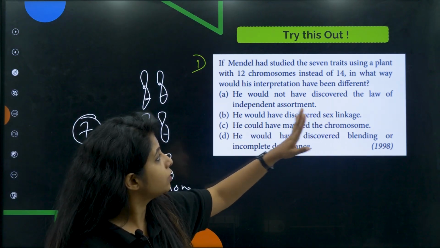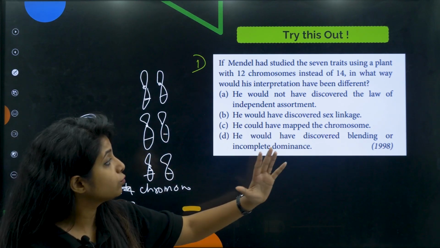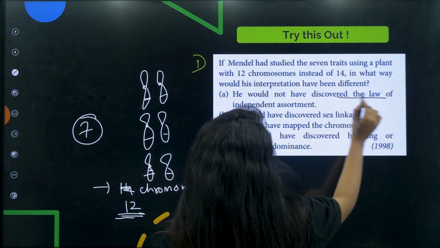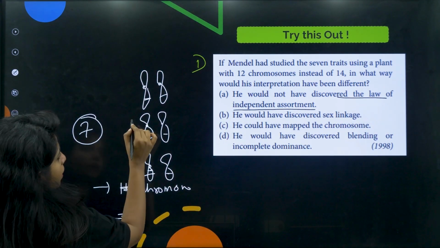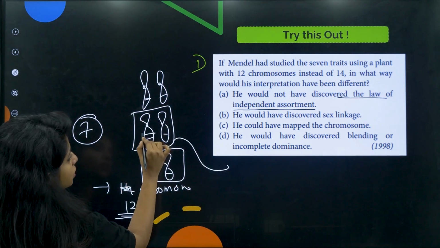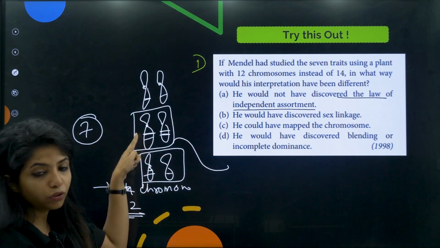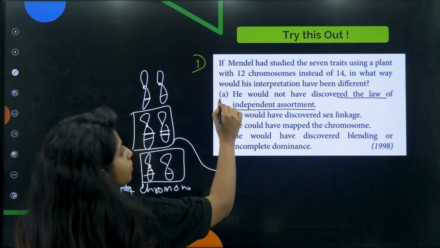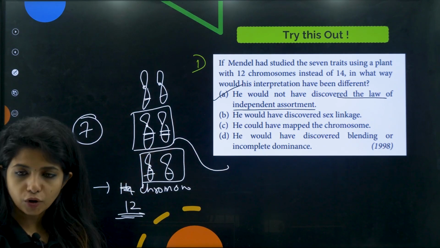He would not have discovered the law of independent assortment. He would have discovered sex linkage. He would have mapped the chromosome. He would have discovered blending or incomplete dominance. Children, he would not have discovered the law of independent assortment, because according to him, in the 7 pairs, one pair is assorting independently of another pair. Now if both the genes are on the same chromosome, do you think independent assortment can be found? Both the characters will be coming together. Are the characters independently assorting themselves? No. So he would be failing here. He would not have discovered the law of independent assortment.